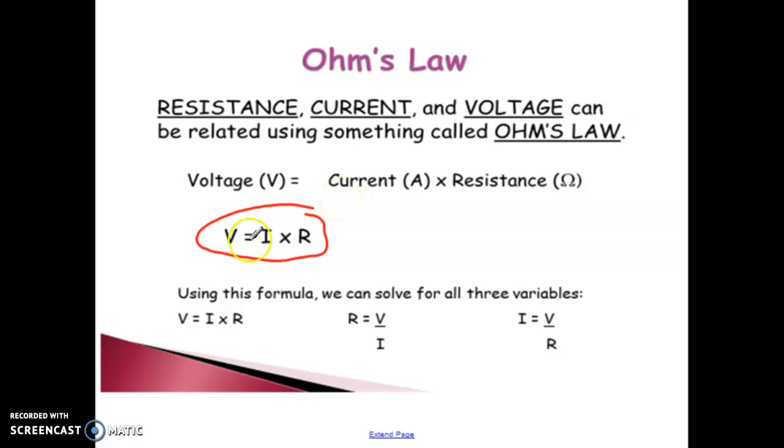Now, normally in a question, you're solving for one of these three things. You're either solving for voltage, or you're solving for current, or you're solving for resistance. So you can rearrange this formula to solve for any of those. So voltage is I times R, R is V over I, and I is V over R.